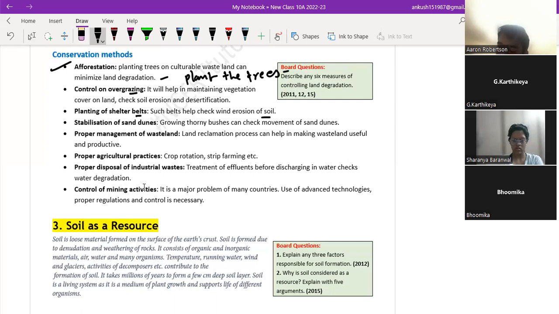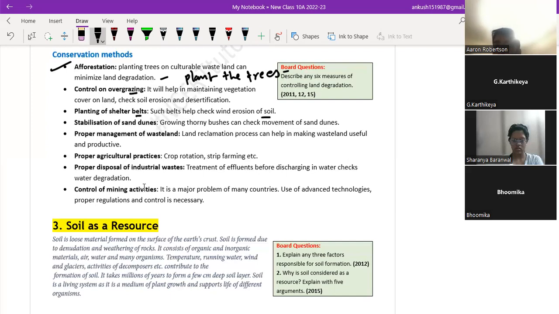Then control of mining activities. It is a major problem in many countries. Use of advanced technologies, proper regulations and control is necessary. These activities can be controlled by the government only, the state government or the central government. Any government should put restrictions upon the innumerable uses of mining and innumerable excavations. That should be checked by the government. These are some conservation methods that we should follow.